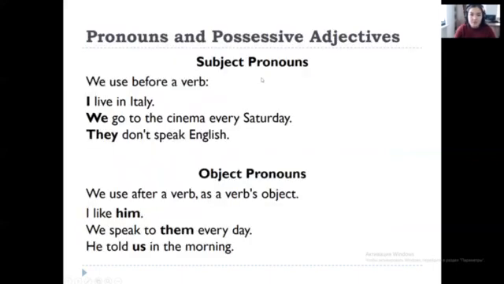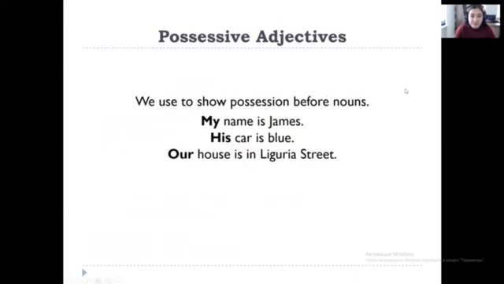Pronouns and possessive adjectives. Subject pronouns we use before a verb. For example, I live in Italy. We go to the cinema every Saturday. They don't speak English. And the object pronouns we use after a verb as the verb's object. For example, I like him. We speak to them every day. He told us in the morning.